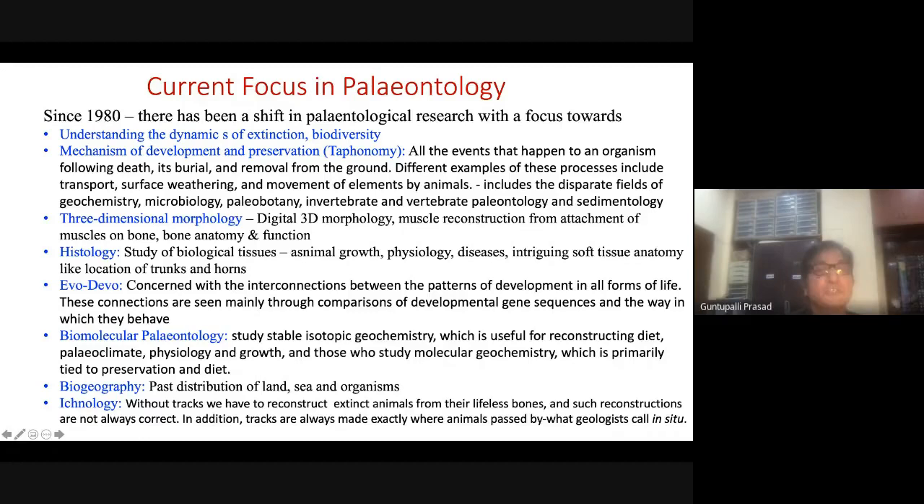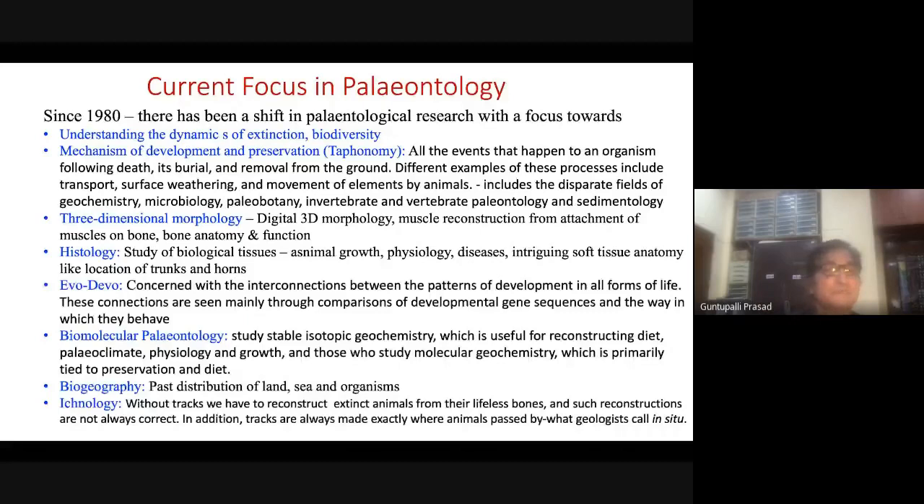paleontological research. The main focus is towards understanding the dynamics of extinction and biodiversity. So basically we are looking at the five major mass extinction boundaries, how the faunal or floral changes have taken place at these boundaries, what the causes for these changes are, how the biodiversity has changed across these boundaries and in between the boundaries, and what the climatic and environmental conditions responsible for these changes are.